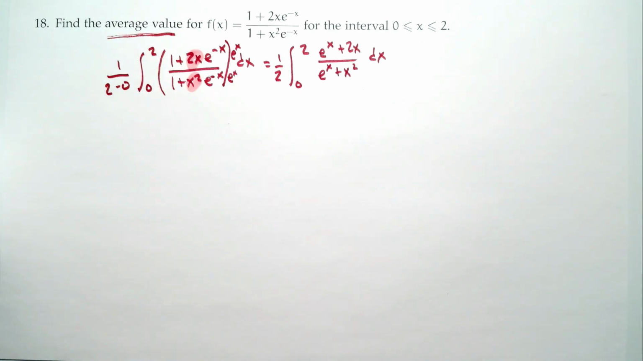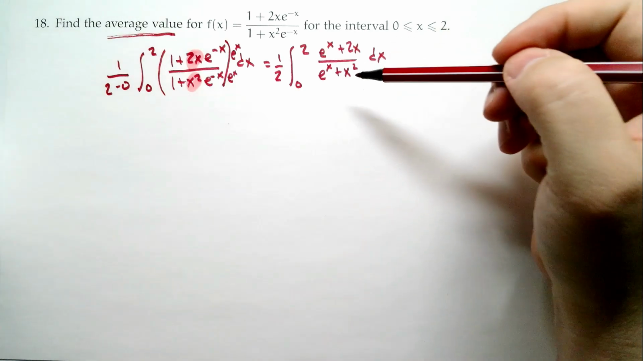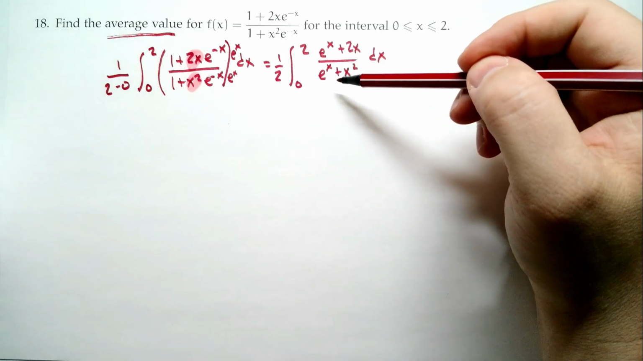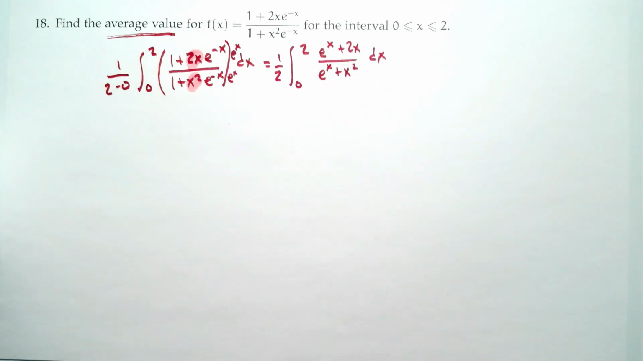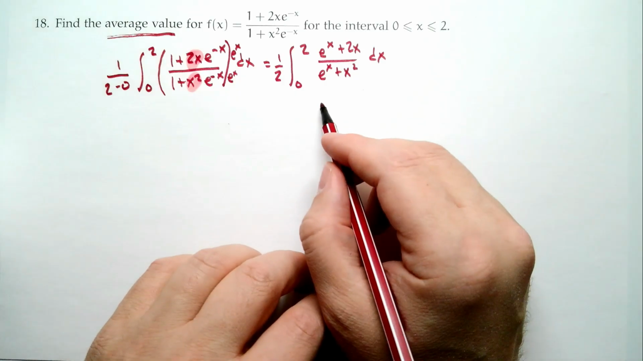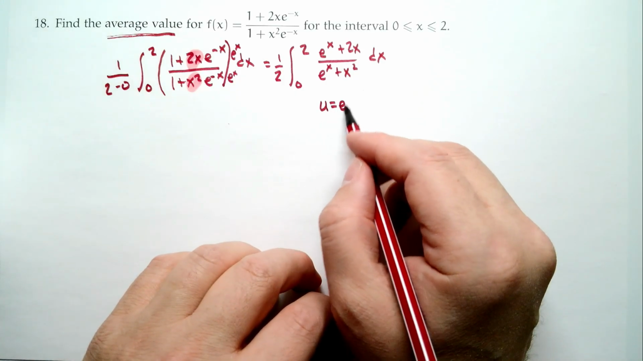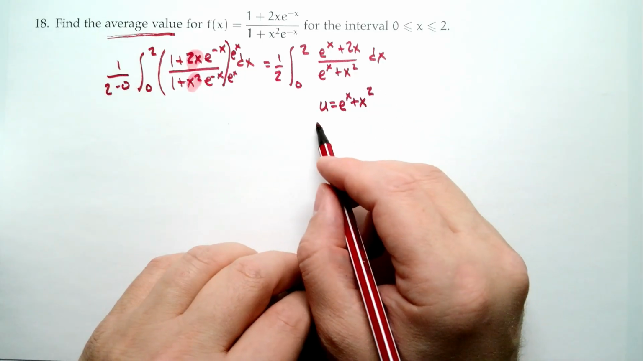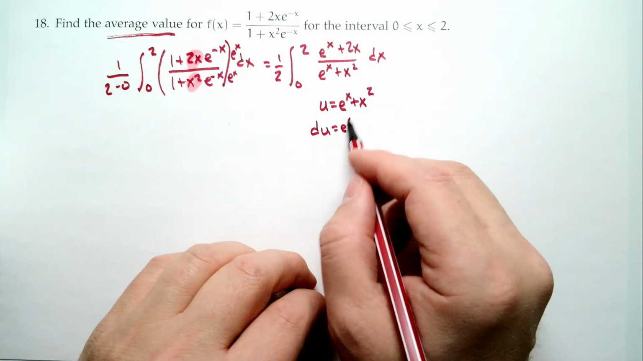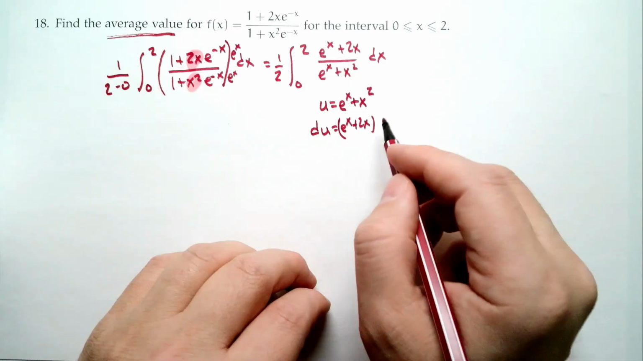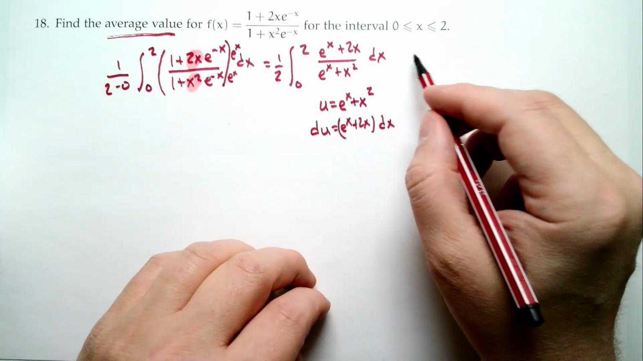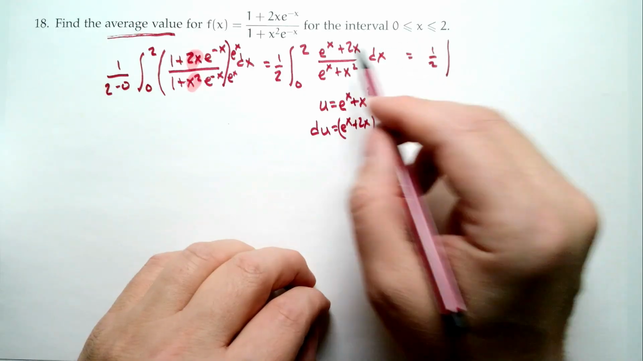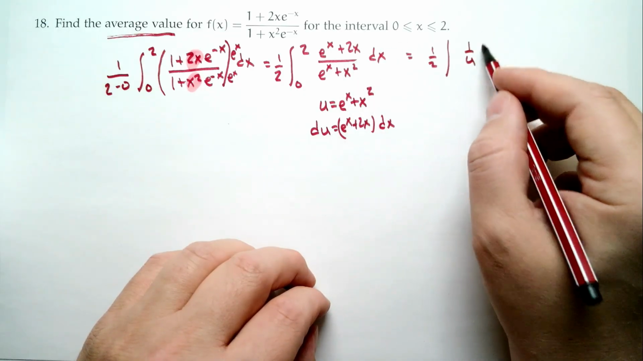Now we're like, okay, this is looking promising. The derivative of x squared is 2x. What's the derivative of e to the x? E to the x. What? It's almost like they wanted us to do this integral. If u equals e to the x plus x squared, du is e to the x plus 2x dx. So this would become 1/2 integral of 1 over u du.